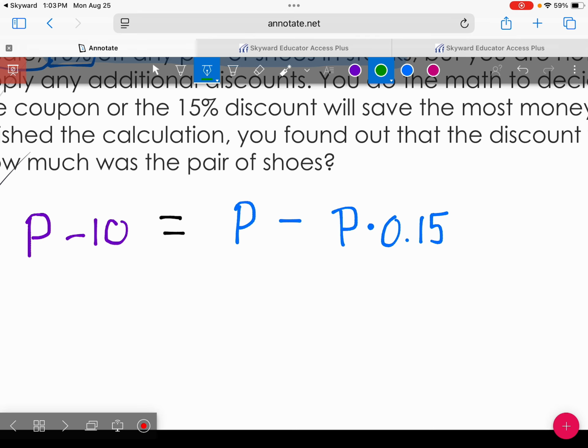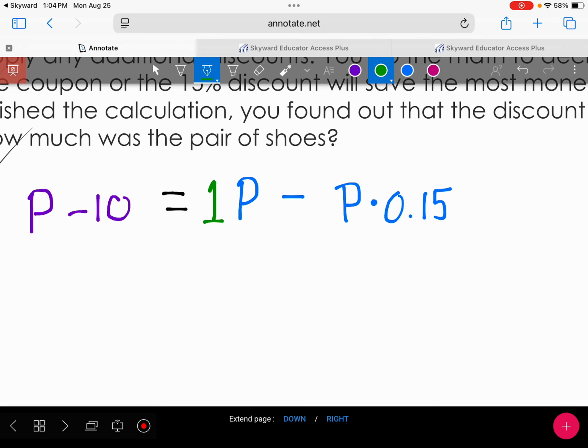If I have 1P, because that's what this is, it doesn't have a number in front of it, so it's just a 1, and I take away 0.15 times P, how much of the price are we actually paying here? What is 1P minus 0.15P? If I have one pizza and I take away 0.15 of the pizza, how much do we have left?